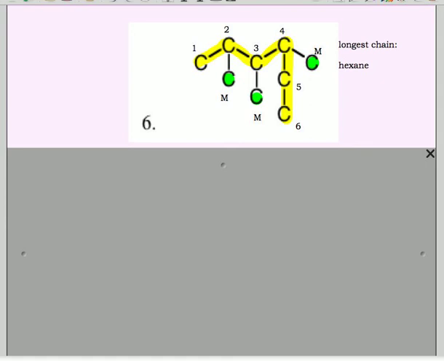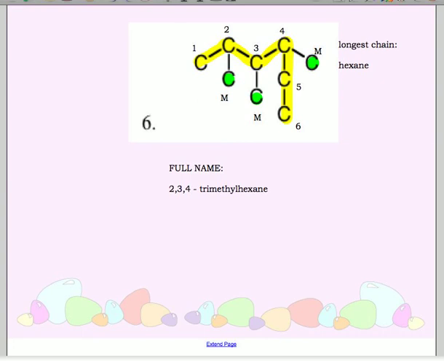You do need to number from the left and not the right, because if you notice here, more things are hanging off towards the left than they are to the right. So if I number it from the left, I get 2, 3, and 4 have things hanging off of it. If I would have numbered from the right, this would have been 3, 4, and 5. So that would have been too high. And we have to just make sure we number from there. And when you put it all together, you should get 2, 3, 4 trimethylhexane. Hopefully.